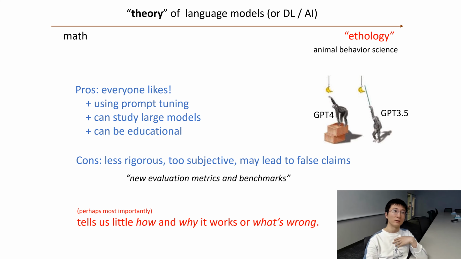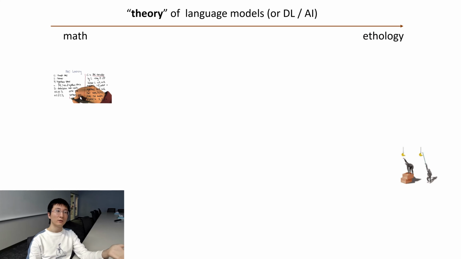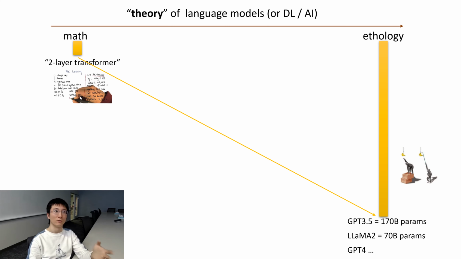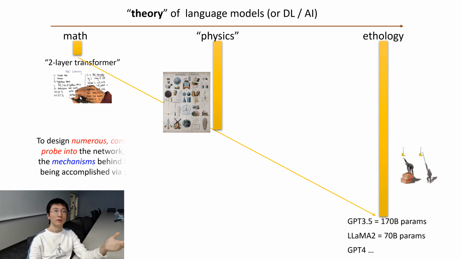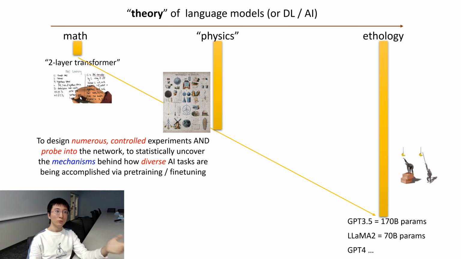In my mind, there is another very important issue here. That is, if you only play with ChatGPT, then it tells us very little about how and why things work or what's going wrong. For such reason, in the past half a year, I have been sitting down to think, is there any sweet spot in between the two? This is an area I would call metaphor, physics. That is, to design numerous controlled experiments and probe into the network to statistically uncover the mechanisms behind how diverse AI tasks are being accomplished via pre-training or fine-tuning.